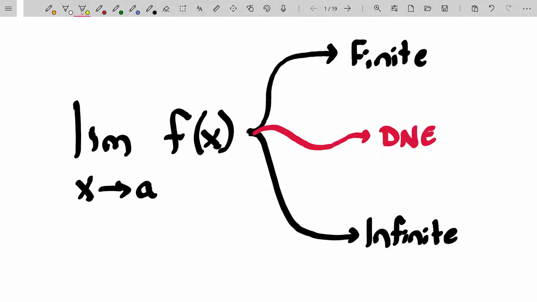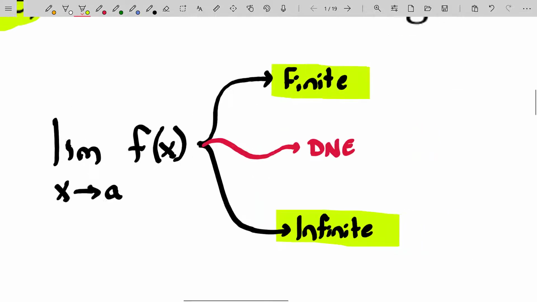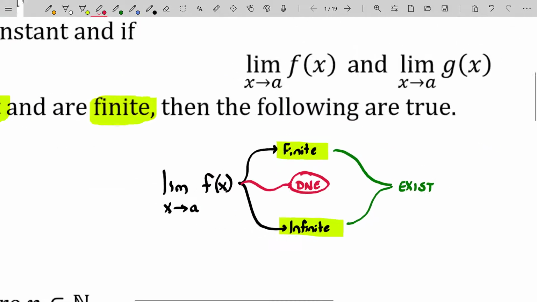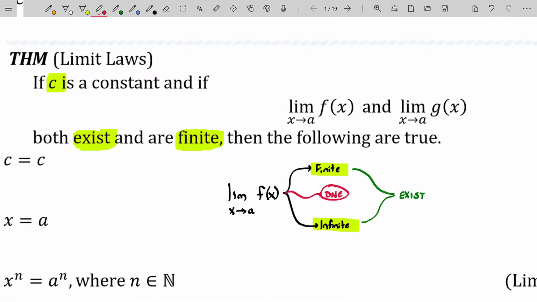However, I mentioned in the previous video series, if you have a limit that is finite or infinite, we say that these limits actually do exist. So if I tell you that you're working with a limit as x goes to a for some function f, and you know that limit is finite, not only do you know it's finite, but it exists. If I tell you that limit is infinite, it still exists. It's just infinite. On the other hand, you have that middle ground where the limit just doesn't exist, where it's neither finite nor infinite.